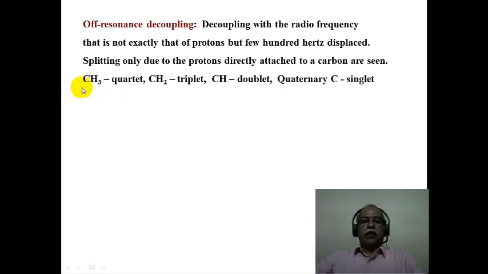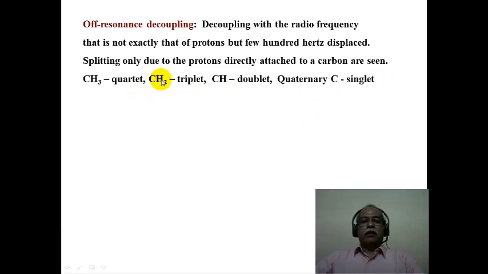In other words, when you have a methyl group, for example, it will be seen as a quartet in the off-resonance spectrum. A CH2 group will be seen as a triplet because the two hydrogens will split the carbon signal into a triplet. The CH kind of carbon, for example unsubstituted aromatic carbons bearing a hydrogen, would appear as a doublet. Quaternary carbons, of course, don't have any hydrogen to split, therefore that will appear only as a singlet.